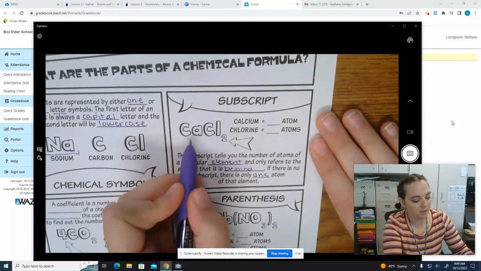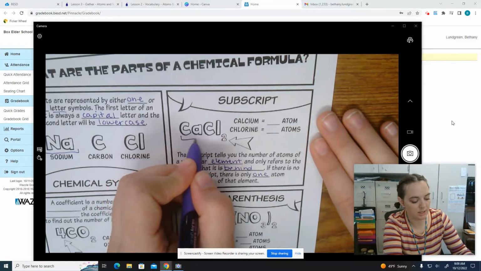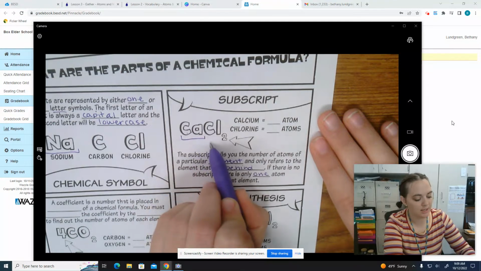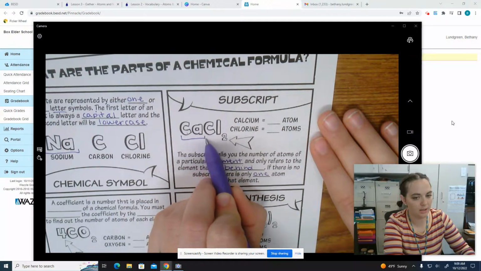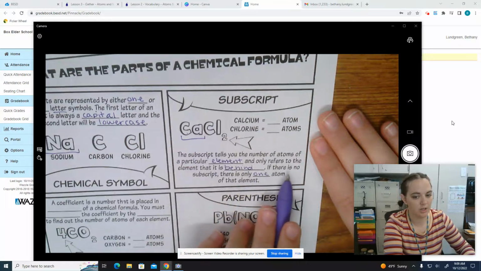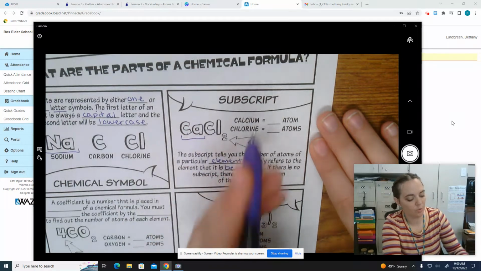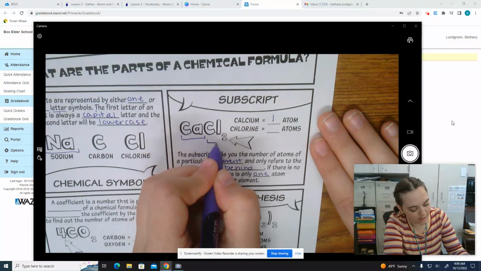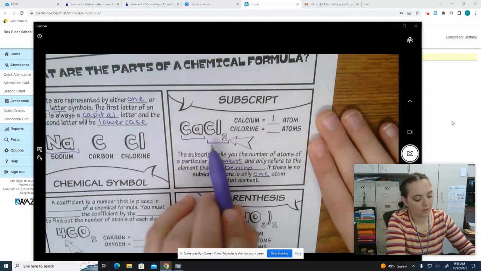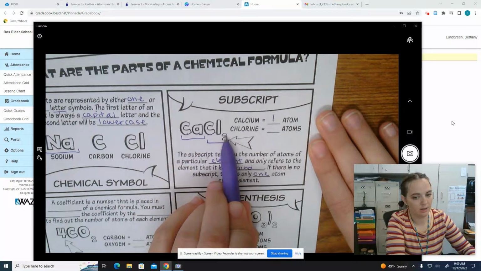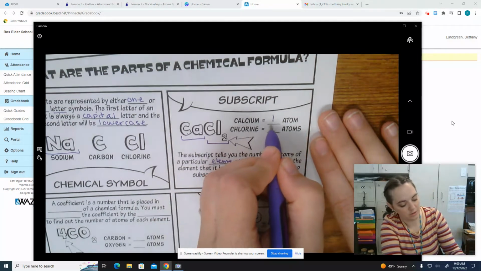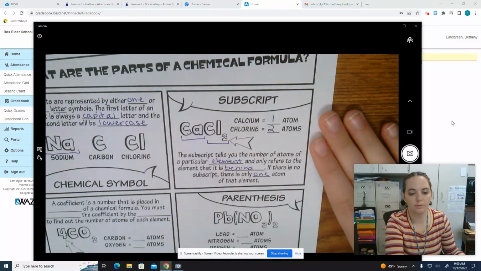So let me explain. Here we have Ca, and we know that this entire thing is one element because this is uppercase, this is lowercase. And because there is no number right here, when there is no subscript, there's only one atom of that element. So there is only one calcium atom. And then here we have our chlorine atom. And our chlorine atom, there's a 2 here. So the 2 only refers to that one, so that there are 2 chlorine atoms. Okay.